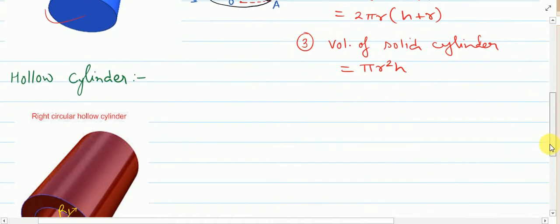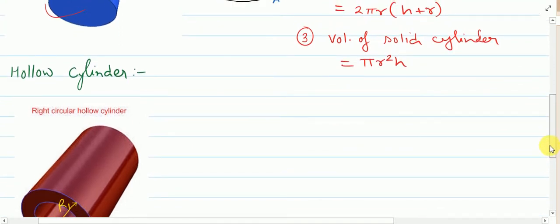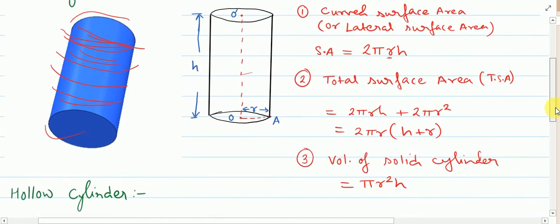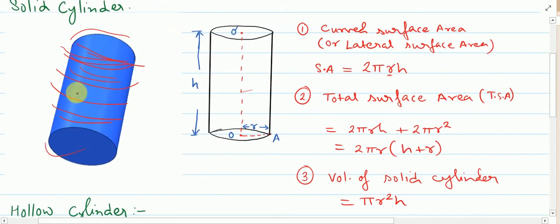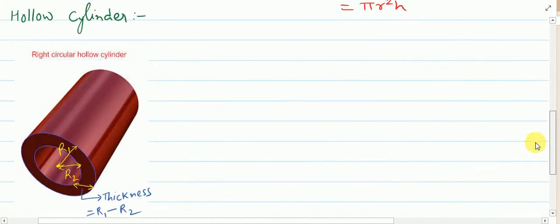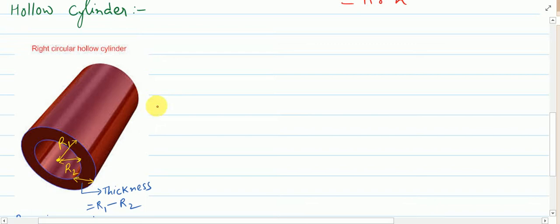Now let us come to the hollow cylinder. Before I write down the formula for the hollow cylinder, remember that for this chapter you'll write the heading of this chapter in your copy. Cylinder. Firstly, you'll write this solid cylinder. You are not supposed to draw this, this is not needed. You have to draw this and write this down. And for the hollow cylinder, you don't have to draw this, you have to draw this, like here. I'll show you.